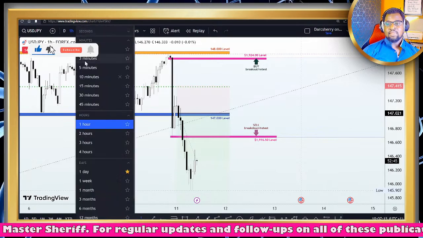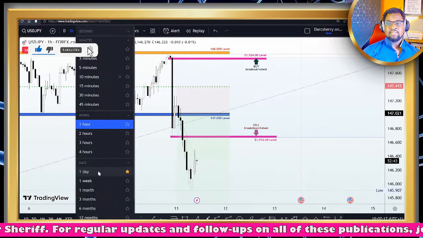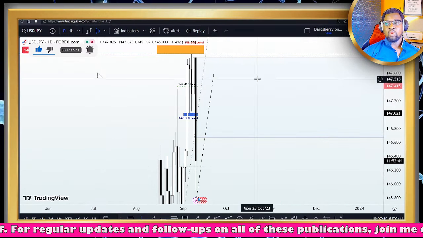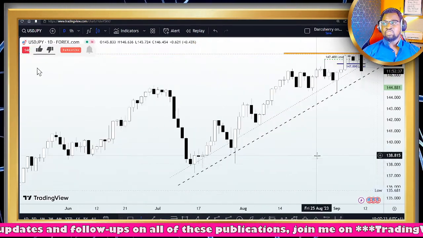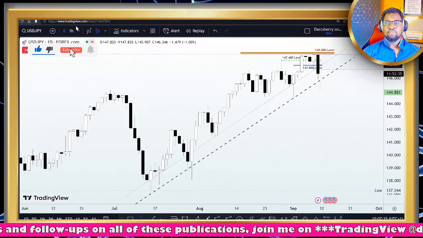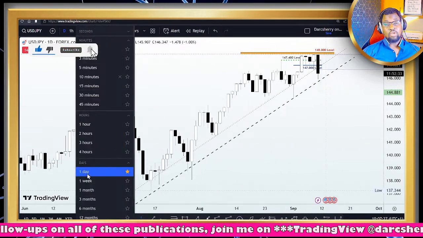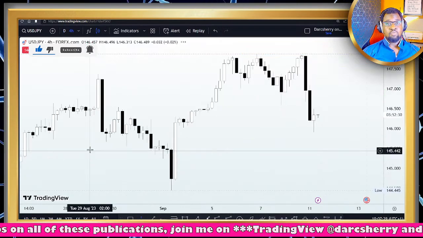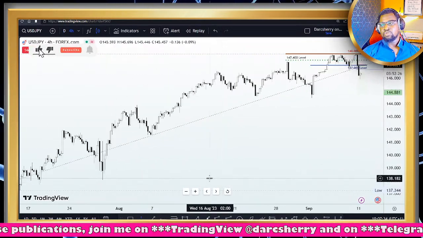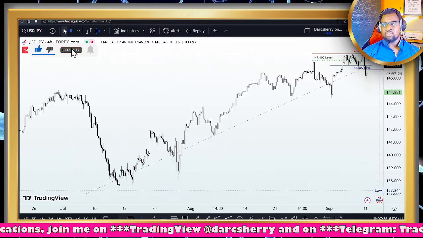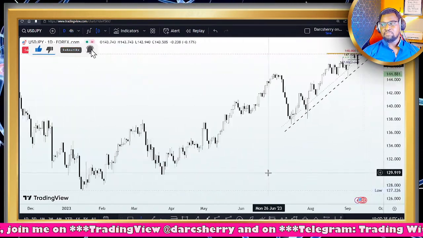Now my analysis started on the daily time frame, where I did observe that price action has been on a strong bullish momentum. No, I think it's on the 4 hours time frame here. So of course this market has been on a strong bullish momentum since the beginning of the year, but I think I focused on the, let's go back to the daily time frame. I think it was on the daily time frame I started.